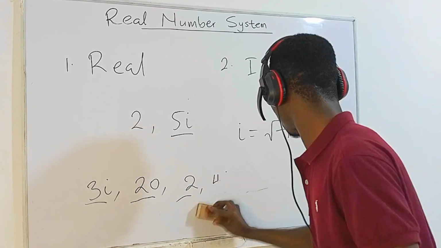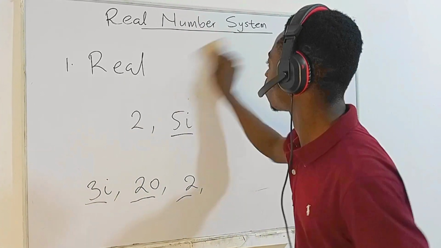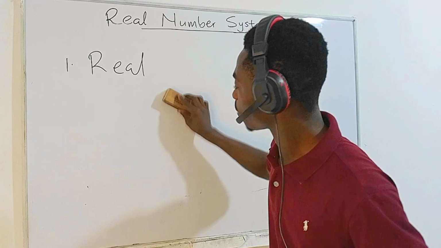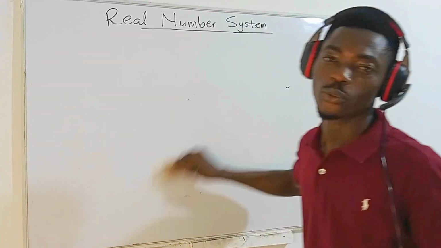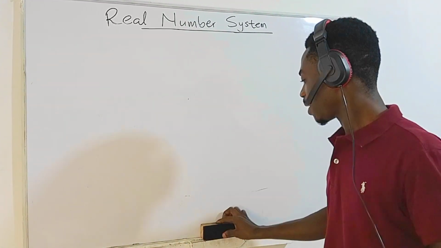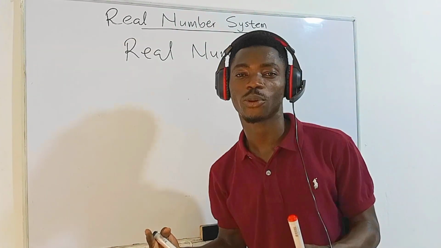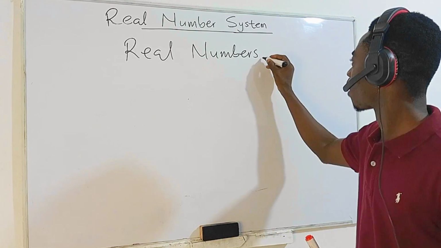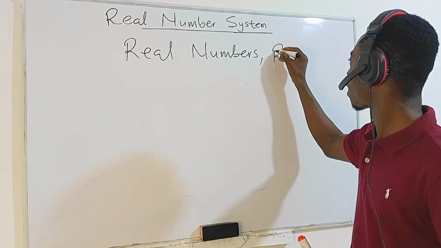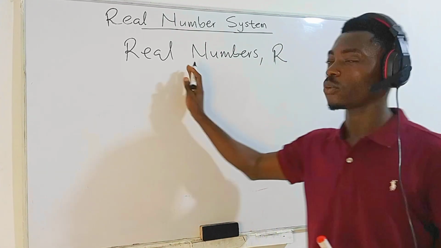So now that we have a general idea, we can move on to what real numbers are, because our focus is only going to be on real numbers. All right, so real numbers. Real numbers are also represented by capital R. So whenever you see capital R in math, it basically means real numbers.